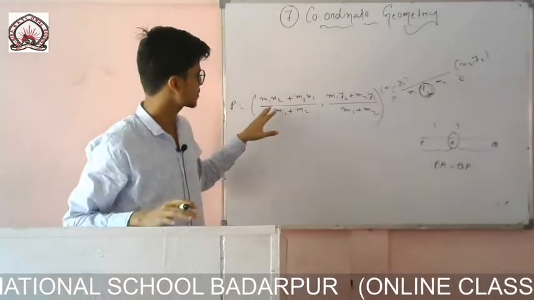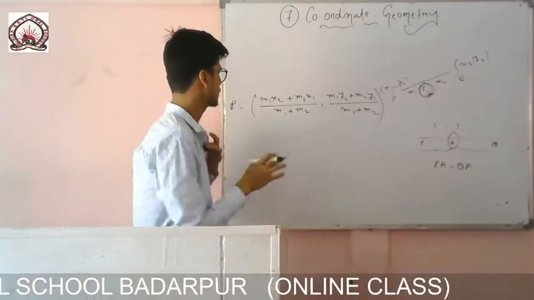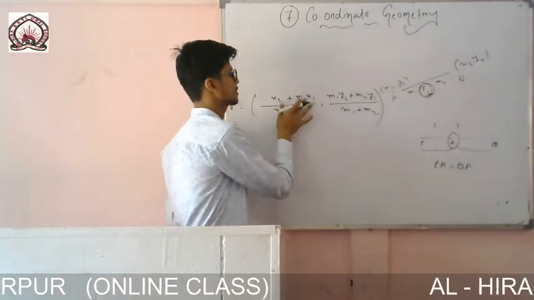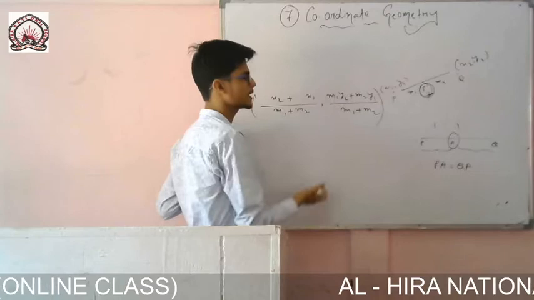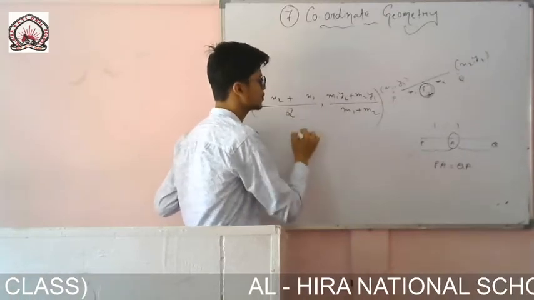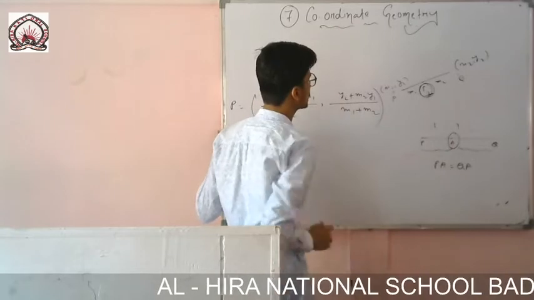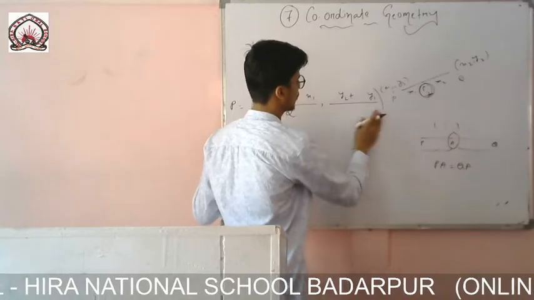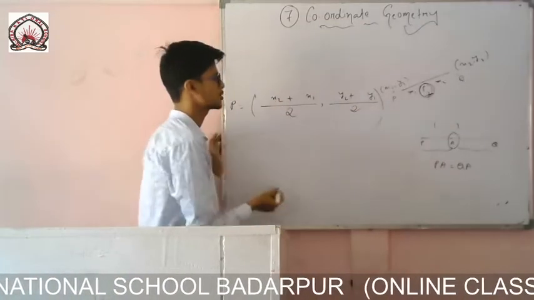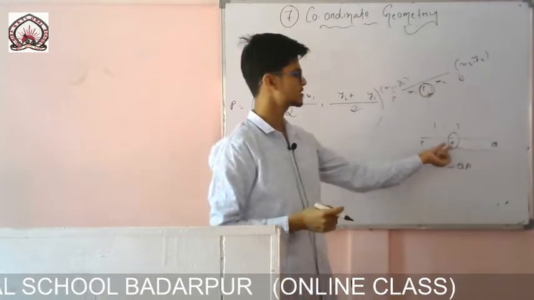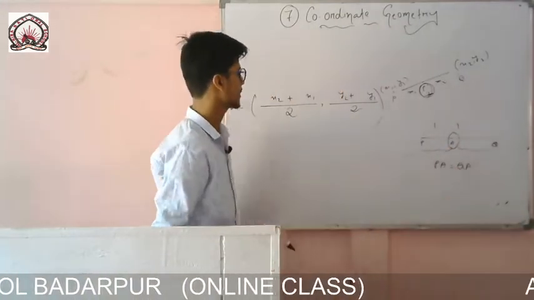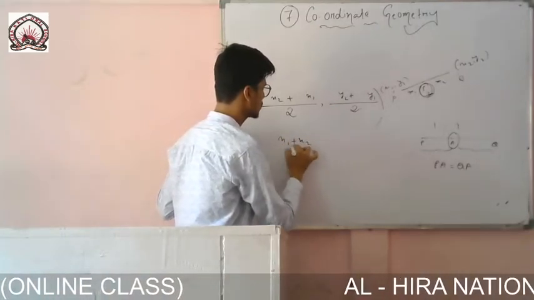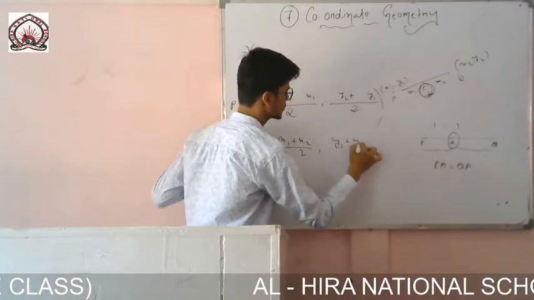So if I put the ratio 1:1 in the section formula, here it will be 1 into x2, and 1 into x1, which is x1, 1 plus 1 that is 2. Here it will be 1 into y2, which is y2, and 1 into y1, which is y1, and 1 plus 1 is 2. So this will be the formula if this point is the midpoint of these two coordinates. You can also write it like this: x1 plus x2 divided by 2, y1 plus y2 divided by 2.